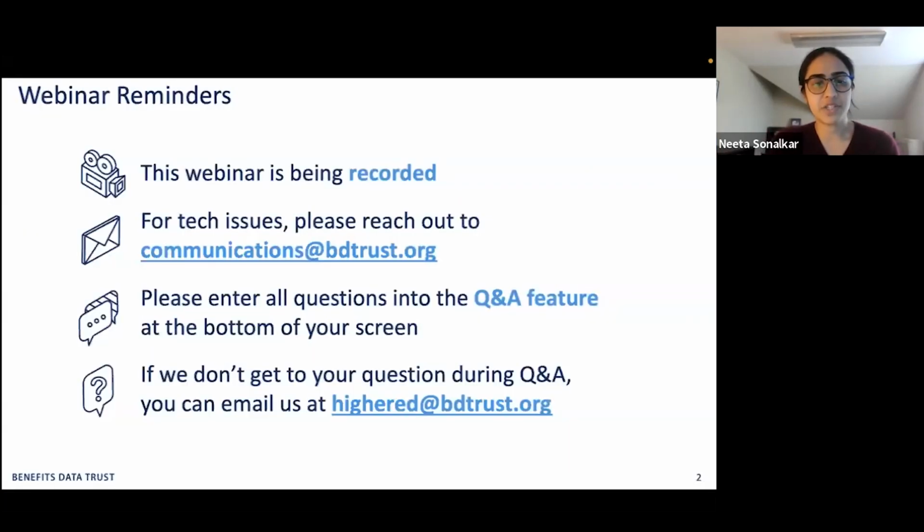I'm the Director of Higher Education Innovation at Benefits Data Trust, and I am so excited to be here with all of you today to share more about our toolkit that we released last month.